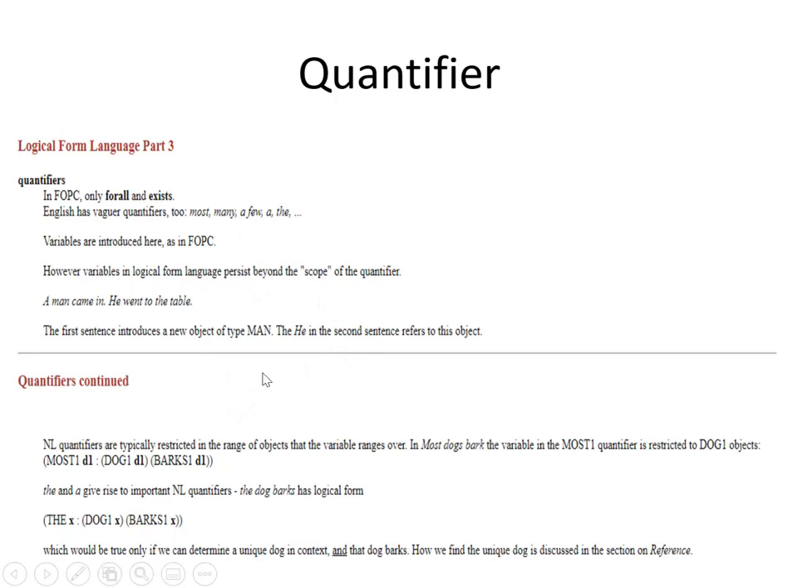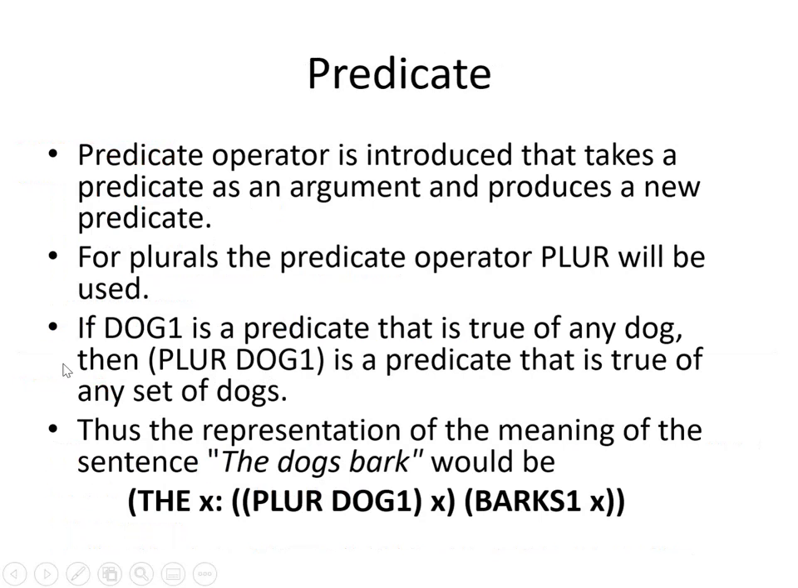So the same thing is represented here as quantifiers. Now we'll see the predicate. A predicate operator is introduced that takes a predicate as an argument and produces a new predicate. We have seen the predicates, but a predicate can have one more predicate. That predicate could represent the singularity or plurality. For representing plurals, the predicate operator is plur. If dog 1 is a predicate that is true of any dog, then plur dog 1 is a predicate that is true of any set of dogs.